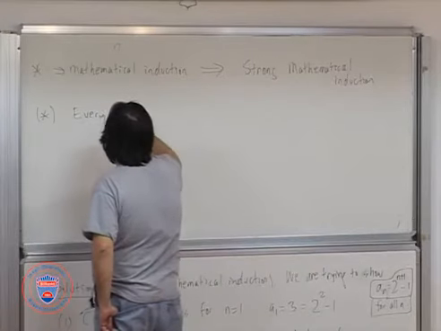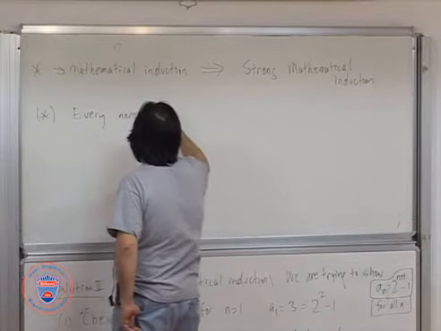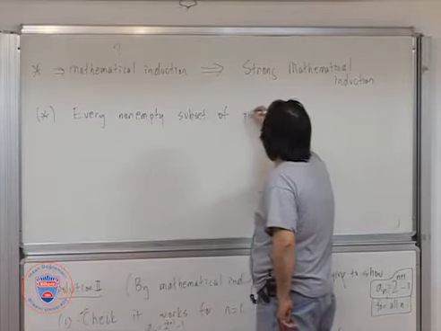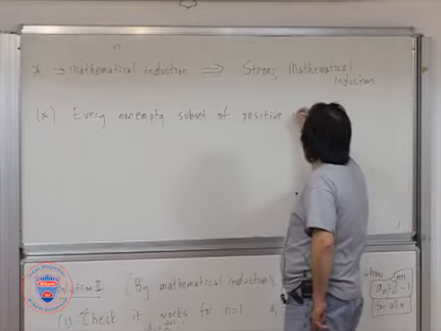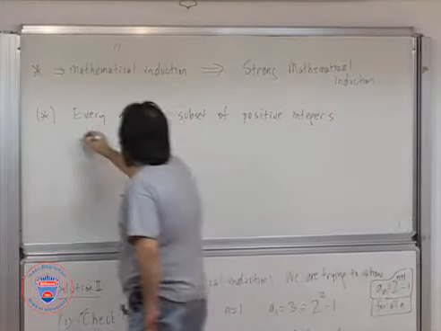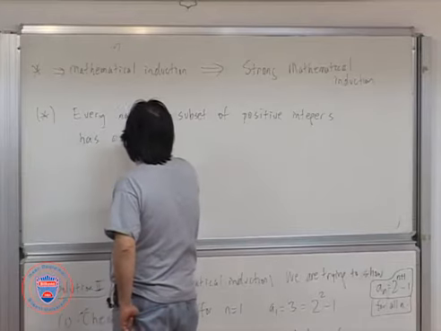Every non-empty subset of positive integers has a smallest element.